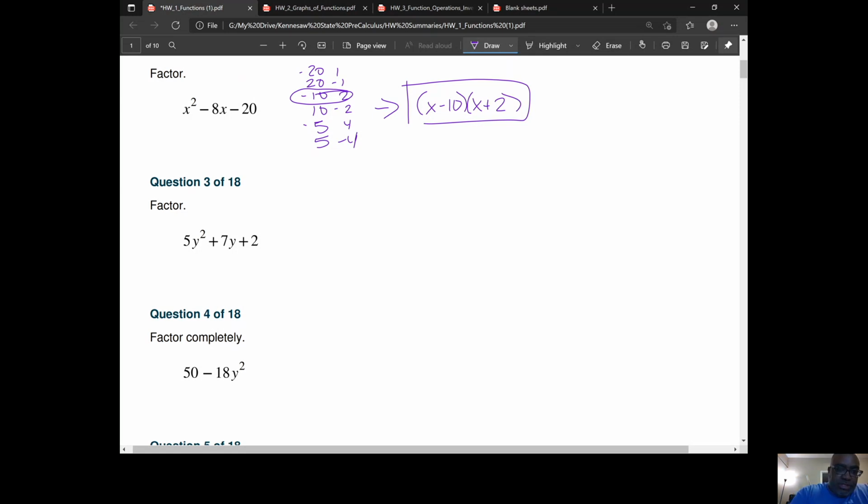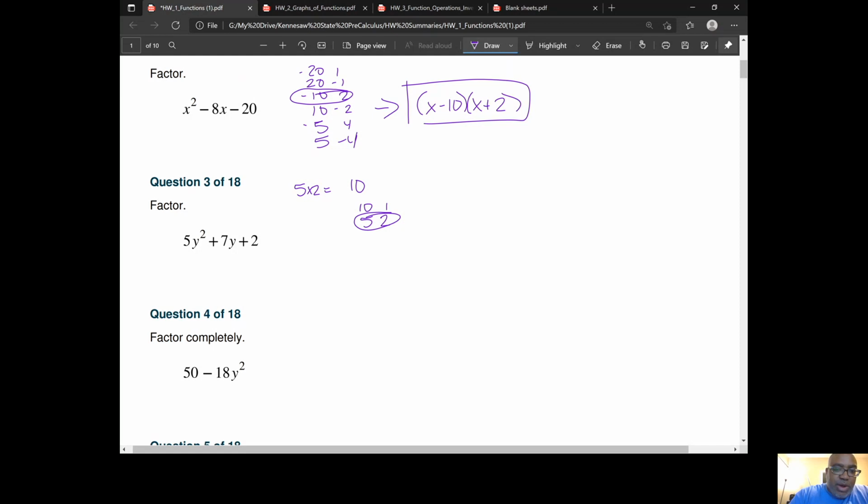Factor this. Okay, so 5 times 2 is 10. We're trying to find positive 10 as well. So we're trying to find factors that add up to 7. And because it's 2 pluses, we don't need to mess with negatives at all. So that is 10 and 1, 5 and 2. Obviously, those guys.